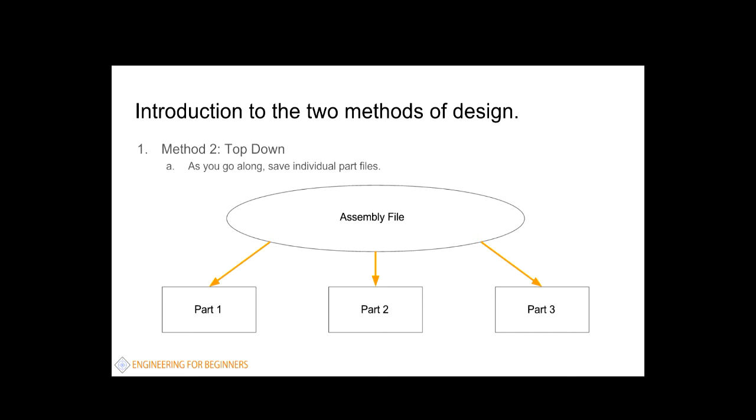So for an example of our coffee table, we would start in the assembly file and we would design our table leg. Then we would call that a component or a part. Then we would continue on and let's say design the tabletop, and then we would call that one component, and then continue the design one part at a time, creating each file as you go along.